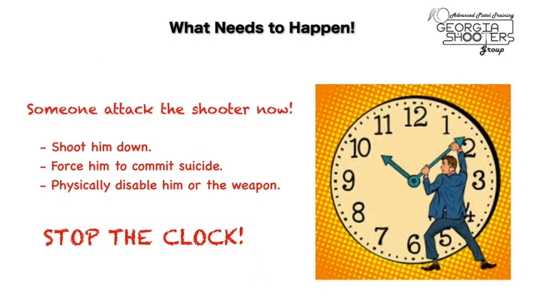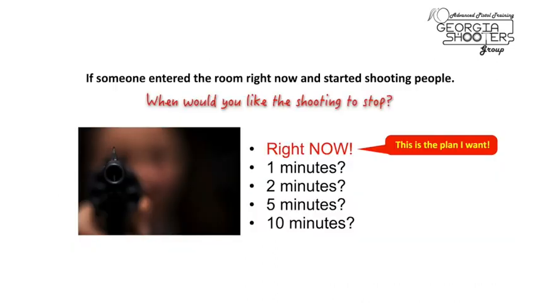But our plan is not political. It's not Democrat or Republican. It doesn't matter how or who. We just need to stop the clock. So ask yourself, if someone entered the room and began shooting people, when would you like the shooting to stop? And do you have the plan in place to produce that outcome?